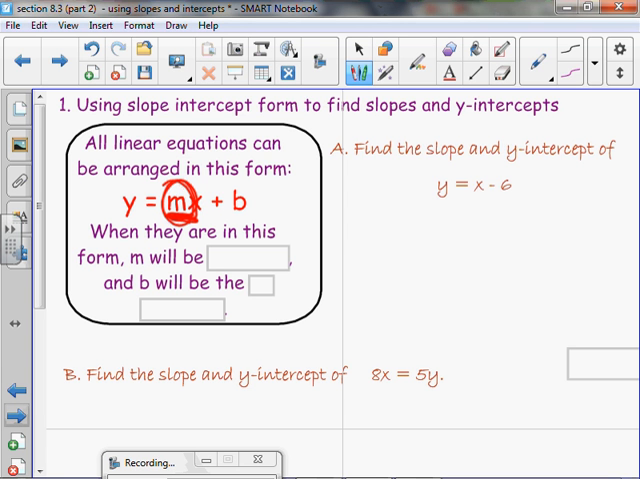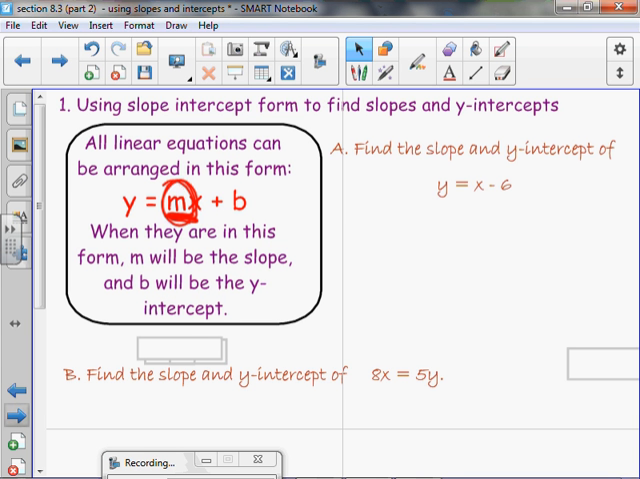m will be my what? m will be my slope, and b will be my what? Which intercept? The x or the y? The y. Why? Turns out that it is the y-intercept. So if we can find just the slope and the y-intercept, we can write an equation. Or if we have an equation in this form, we can figure out our slope and our y-intercept very, very easily. Okay? So, let's start over here with letter A.